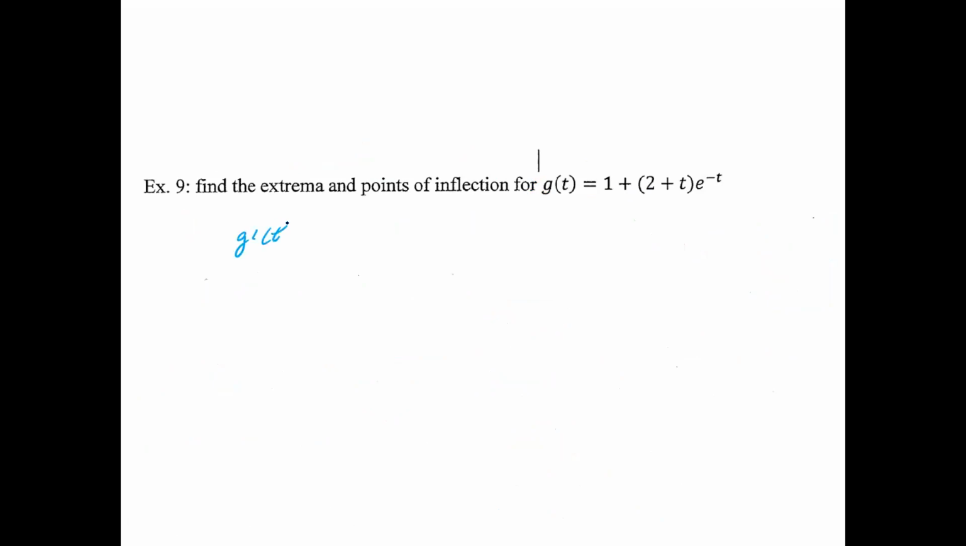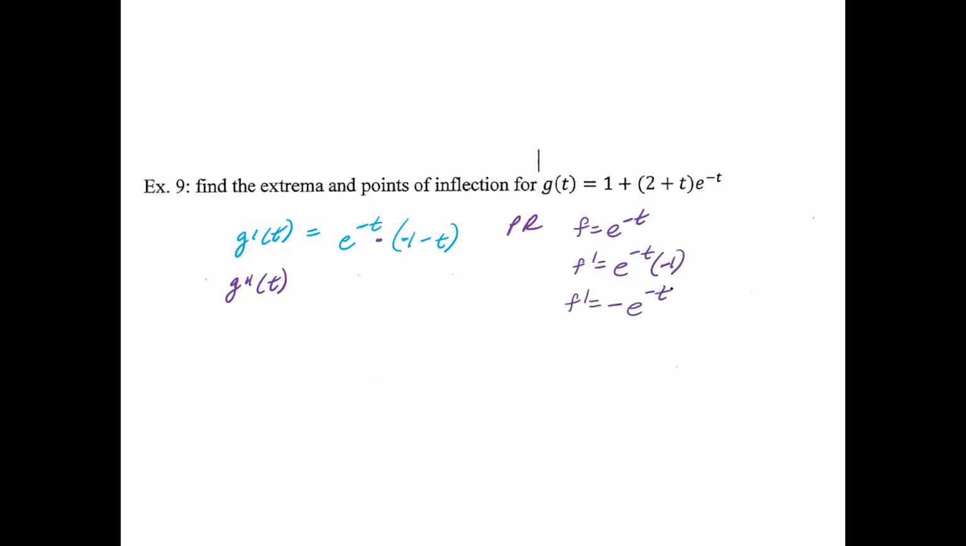So your g prime of t is equal to e to the negative t times negative 1 minus t. So then if you're looking for the second derivative, you will have to use the product rule one more time. So your f is going to be e to the negative t. F prime is e to the negative t times negative 1, which is a negative e to the negative t. Your g is going to be negative 1 minus t. So g prime is 0 minus 1. So that's going to be a negative 1.